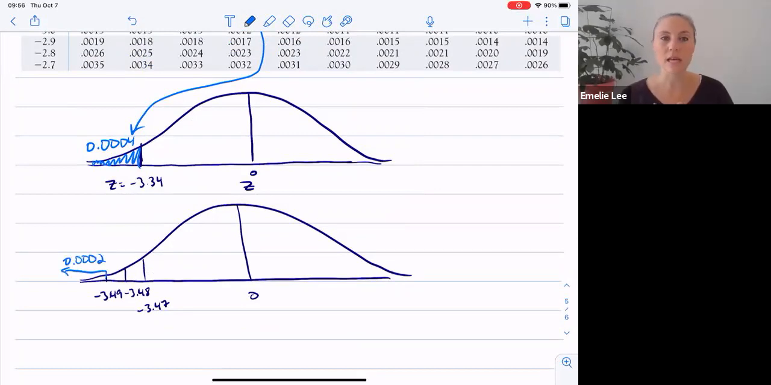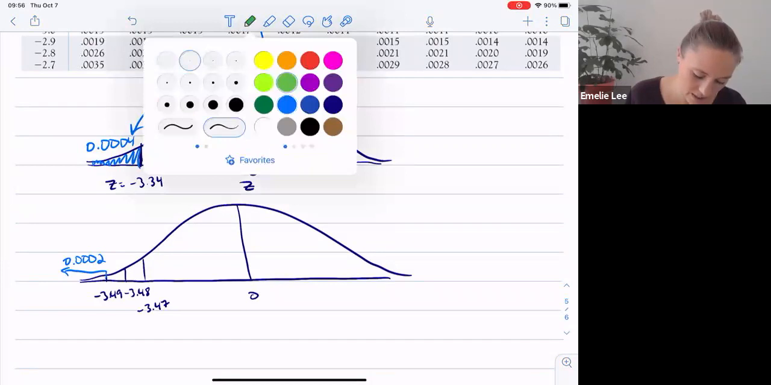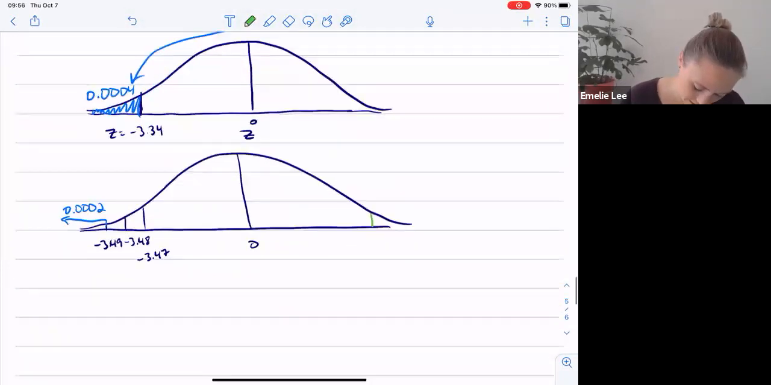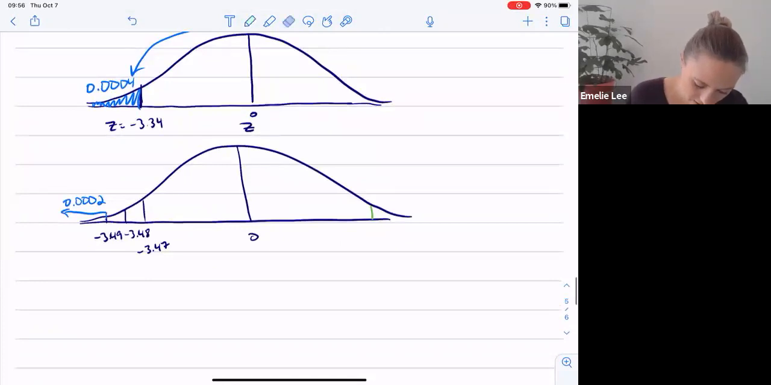Z scores beyond that can happen, but they're very unlikely. So we don't really care how unlikely, because all we need to say is that it's less than 0.0002, approximately 0. If you flip to the other side of the Z table, what you'll find is that it maxes out at positive 3.49.